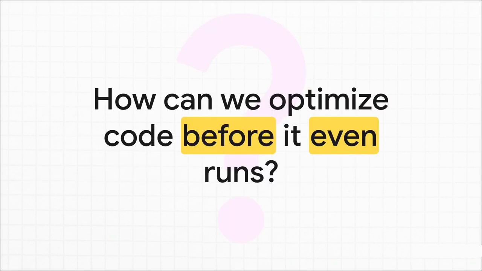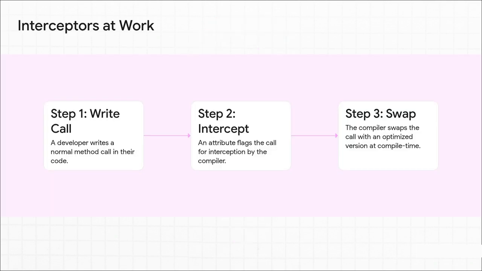But wait a second. What if we could take this a step further? What if we could apply some really powerful optimizations, not at runtime, but at the exact moment the code is compiled? This is where a really powerful experimental feature called interceptors comes into play. Think of it like a compile-time magic trick. You write a standard normal method call, but then an interceptor secretly tells the compiler to swap it with a completely different, way more optimized piece of code before your program is even built. Now, you might not be using this in your everyday app code, but for people writing frameworks and libraries, this is an absolute game changer for squeezing out every last drop of performance.